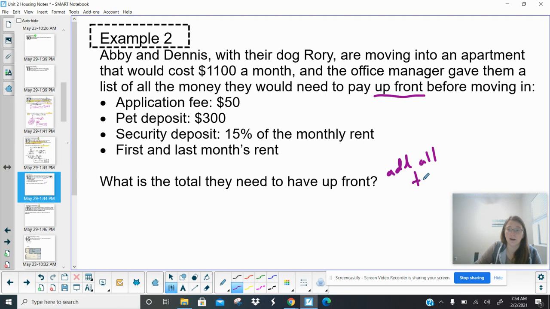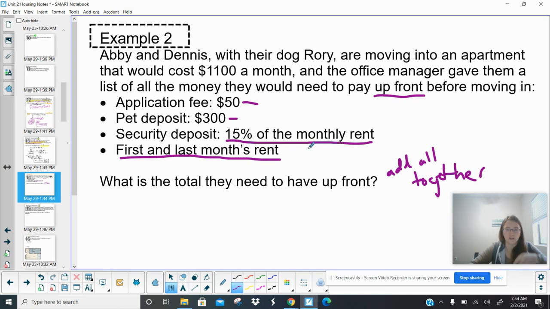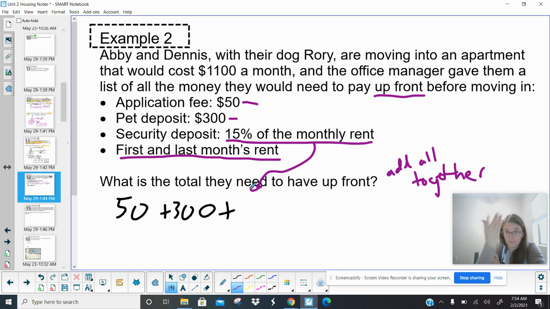Add all together. Now it's easier said than done though, because we have to know, I know 50, I know 300. I have to know what this is and what this is. So I'm going to go ahead, we got 50 plus 300 plus I need to find 15% of the monthly rent. I want you to try this. It tells you what the monthly rent is. We need 15% of that. Go ahead and try it, guys. Okay, we should be getting this by now. This is the monthly rent. So 15% of that should be 0.15 times 1,100.